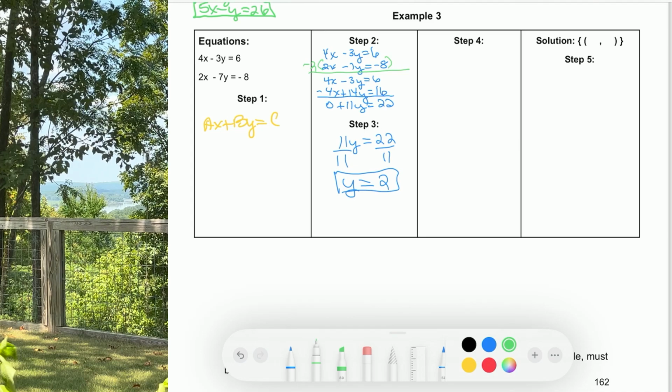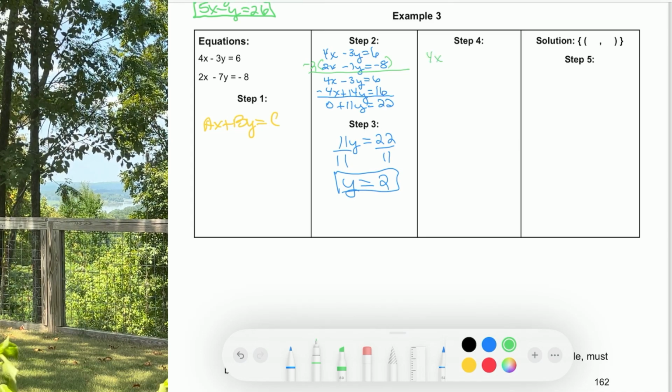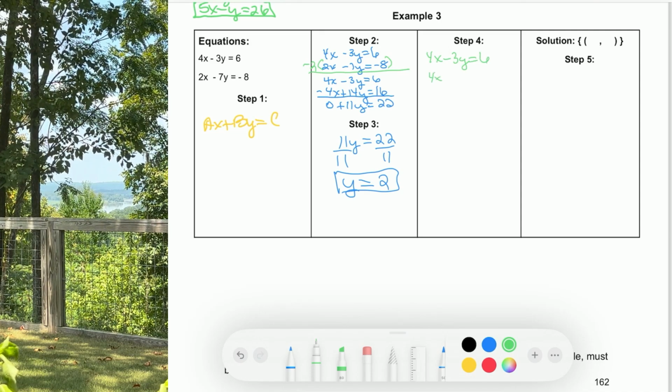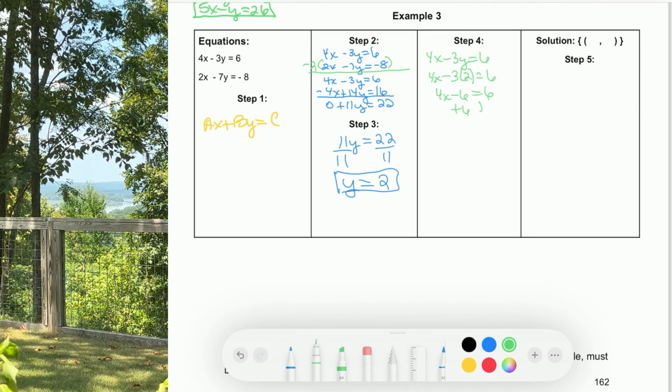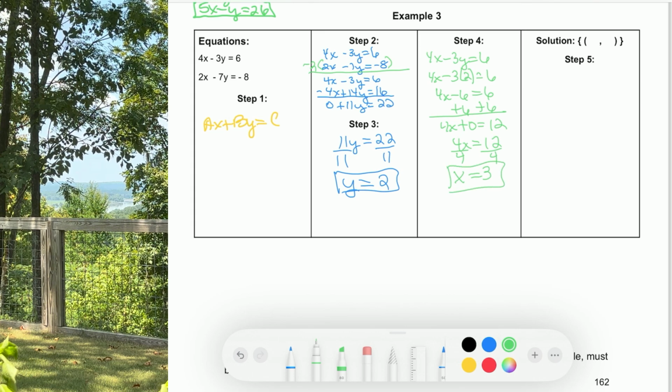Take that, plug it into one of the original problems. So I'm going to pick the first one, 4x minus 3y equals 6. 4x minus 3 times that 2 equals 6. So I get 4x minus 6 equals 6. Add 6 to both sides. I get 4x plus 0 equals 12. All right, divide both sides by 4. And I get x equals 3.